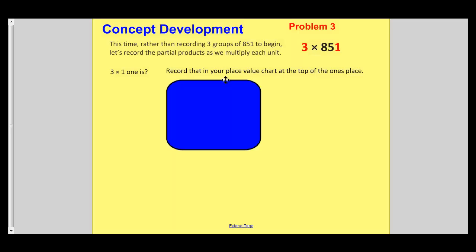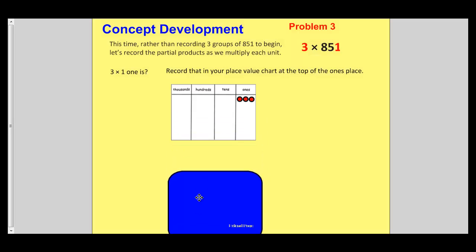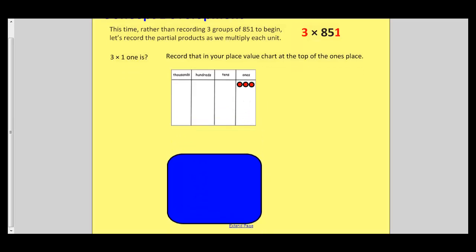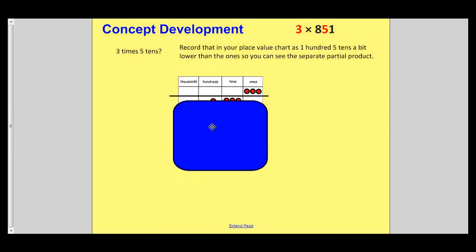All right, so we're going to draw a place value chart. But instead of drawing 851 3 times, this time we're going to start with 3 times 1. Okay, so 3 times 1 is 3. So I'm going to put that in the value chart, just like I did. 3 times 1. Then we're going to draw a line.